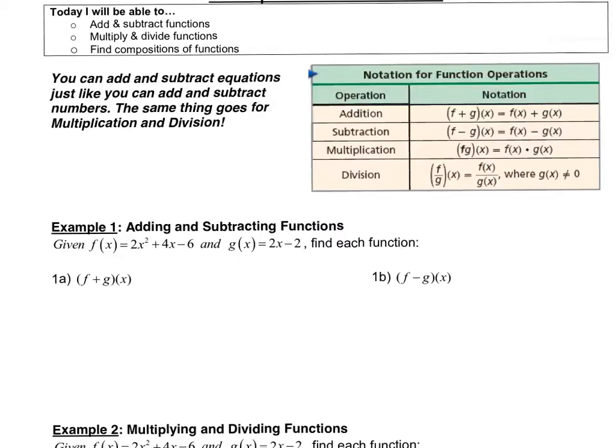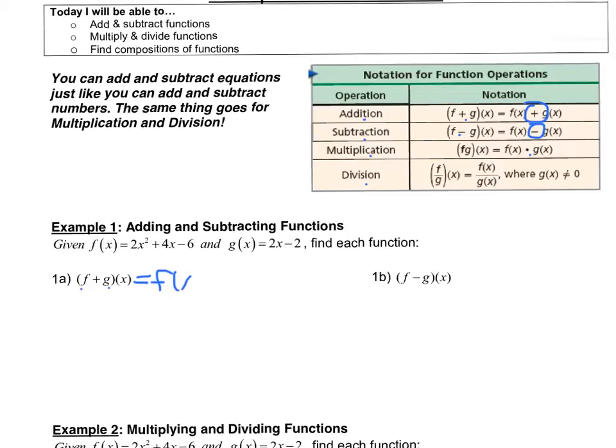The rules we're learning today are basically what you would expect them to be for adding, subtracting, multiplying, and dividing with functions. If you're adding two functions, you just add them. If you're subtracting two functions, you subtract them, and so on. So let's look at example 1a, and we're going to add function f and function g together.